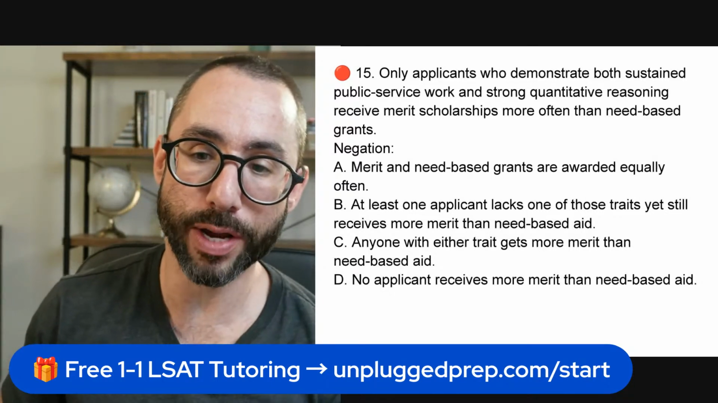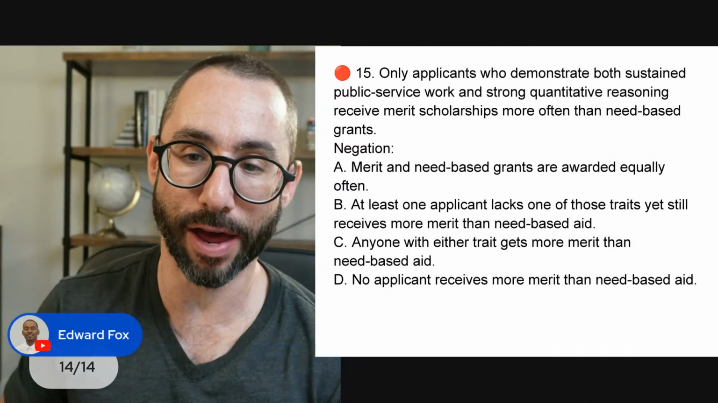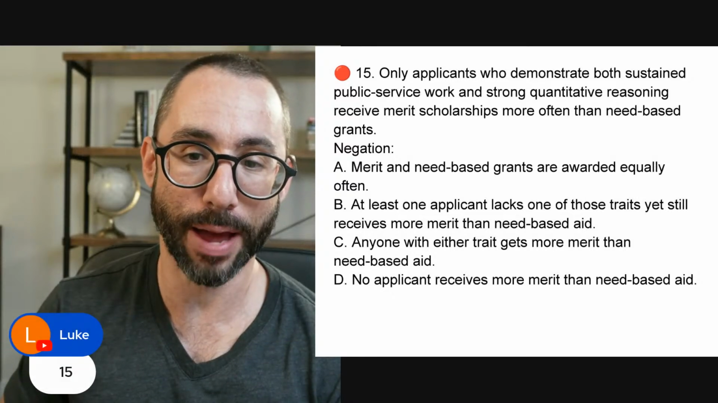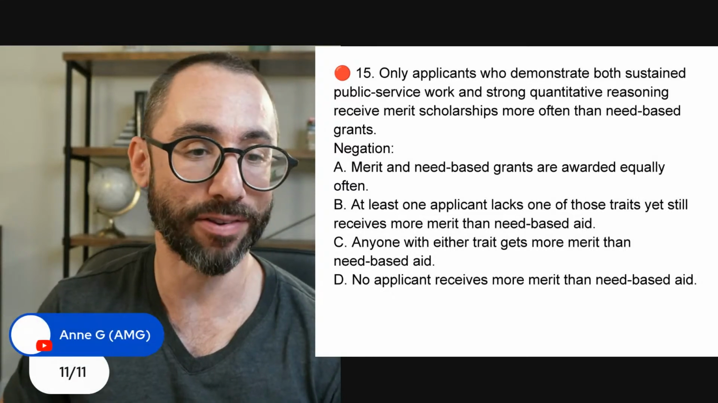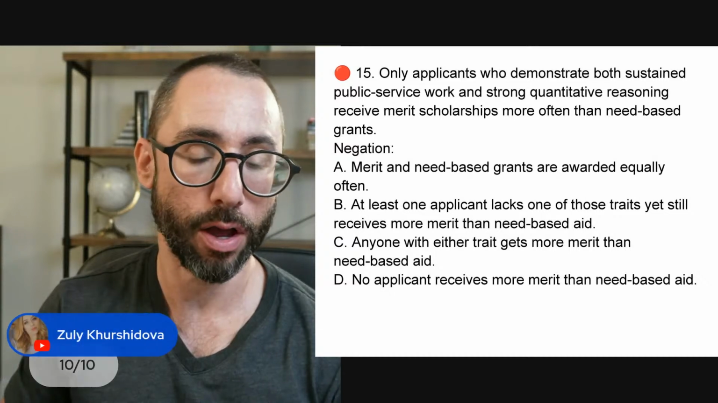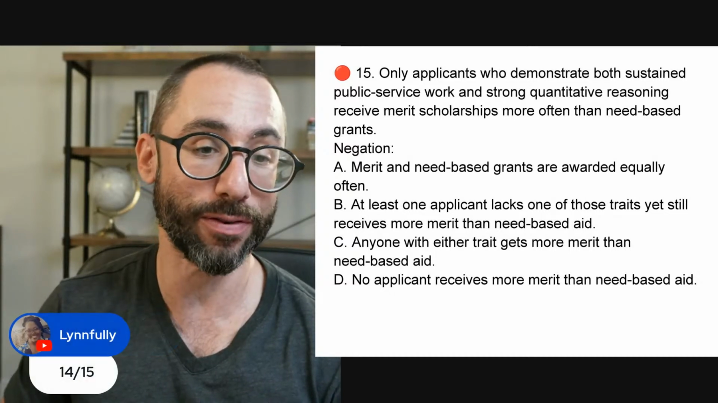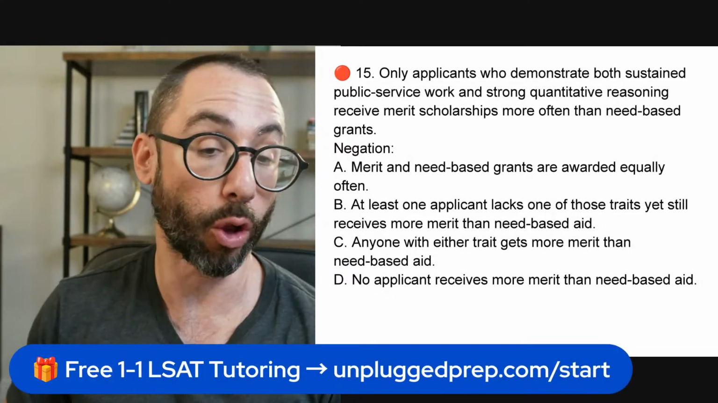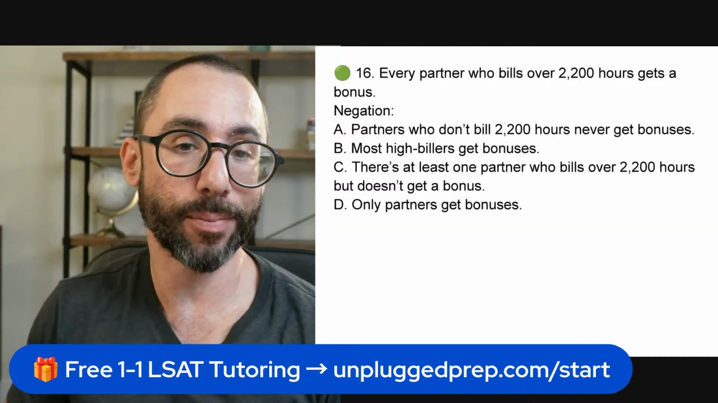All right, awesome. So we got Edward 14 for 14. Fantastic. Luke got all 15. Passion is 14 for 14. Anne's 11 for 11. Zuli 10 for 10. Valentina 13 for 13. Literally 14 out of 15. Awesome. You all are doing great. Well done. Next, number 16.